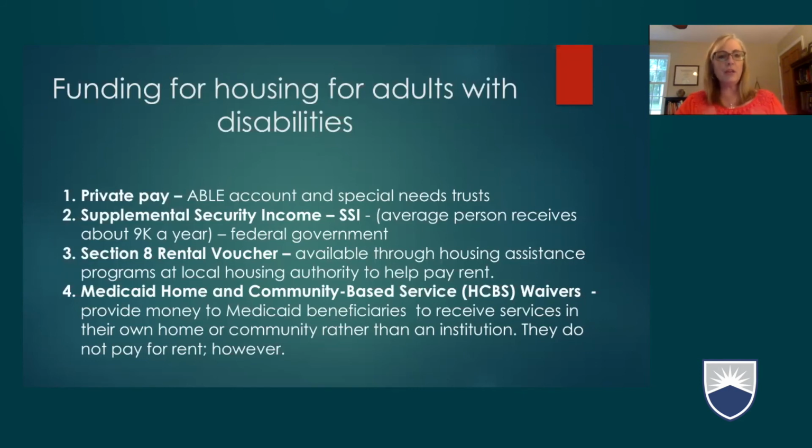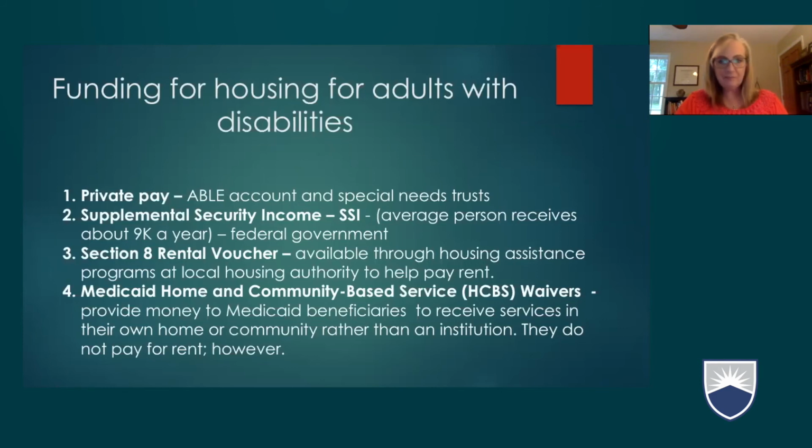And I know that many of you are familiar with what is called an ABLE account or a special needs trust. But that would be considered private pay. That is that individual's own private money, that is not coming from the government per se. That is that individual's own private money to help pay for housing. When we talk about private pay, we're assuming that that individual has the money or the resources to do such a thing, which is not the case for many.